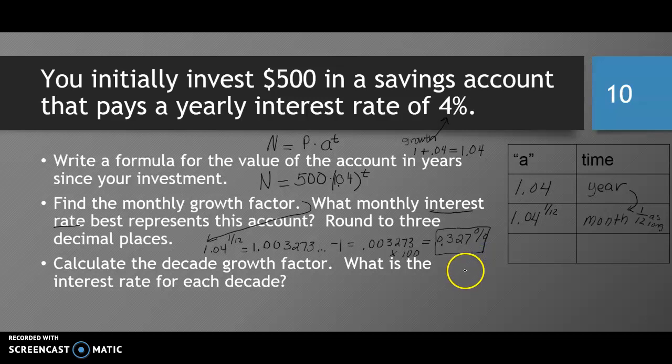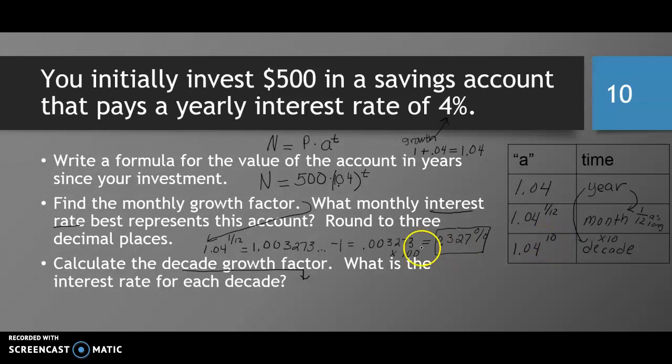All right, so we're going to do another example here, sort of the same thing but slightly different. This time it asks us to figure out the decade growth factor. So we knew that 1.04 was the growth factor for a year. We figured out for a month, so now we want to figure out for a decade. Always a good idea to go back to start. So from year to decade, what is the relationship? Well, it would be 10 times as much, because a decade is 10 years.